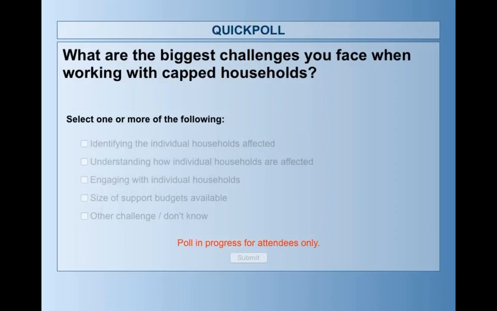Identifying those individual households affected, understanding how individual households are affected, engaging with those households, not having sufficient support. And it would have been nice to have broken that down into employment support resource and perhaps financial resources, like DHPs, or any other challenges, don't know.